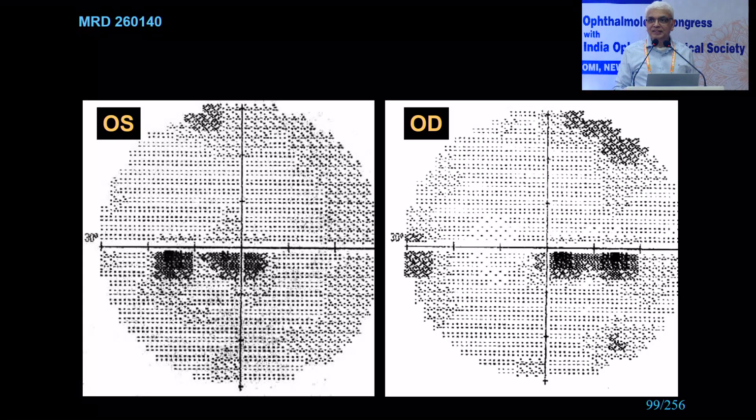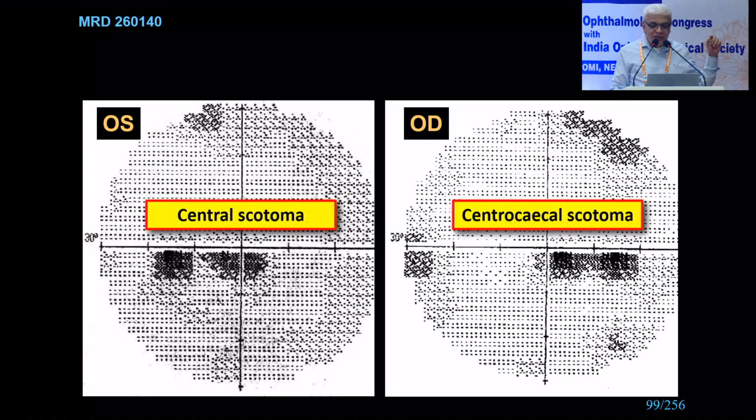What are these defects? Anyone? Yep. Which one is a centrocecal? Right or left? The right one. Okay. The right one is a centrocecal. You can see that connection to the blind spot.